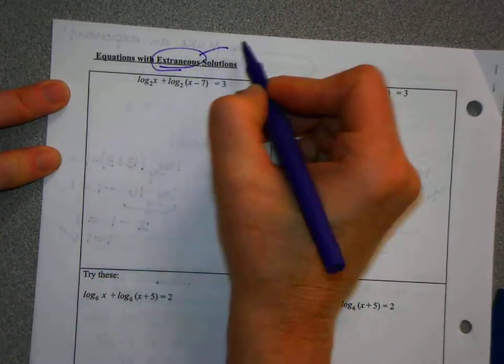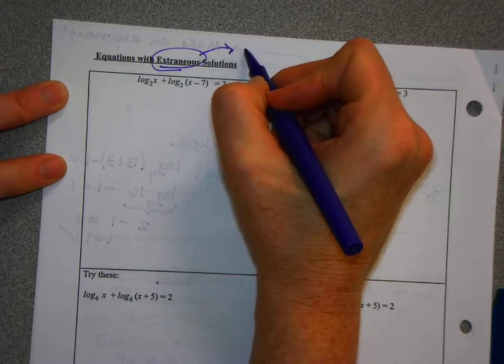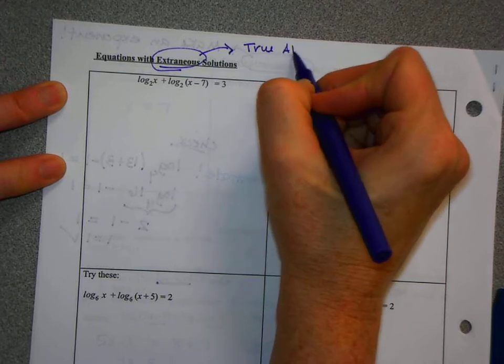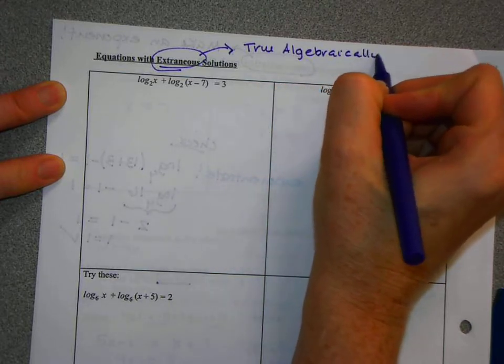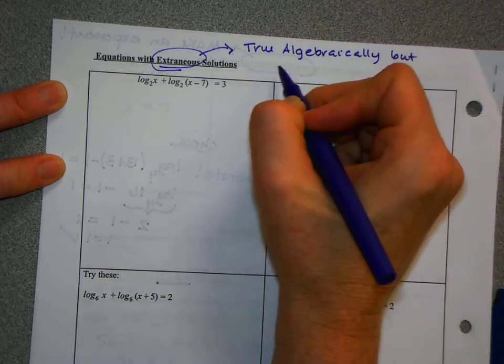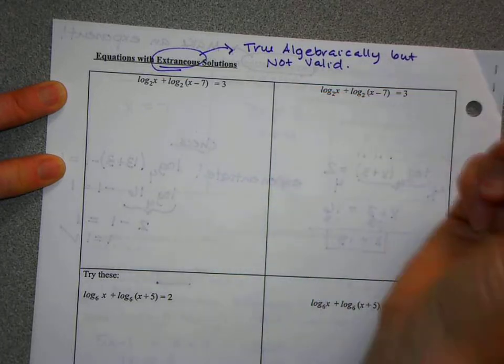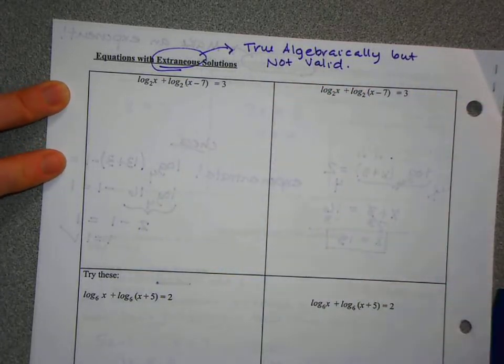Extraneous means they are true algebraically, but not valid. You get them with algebra, but then when you plug them back in, they would cause an error on your calculator.